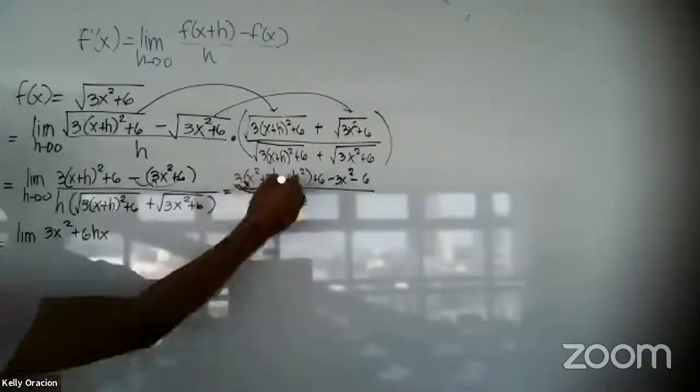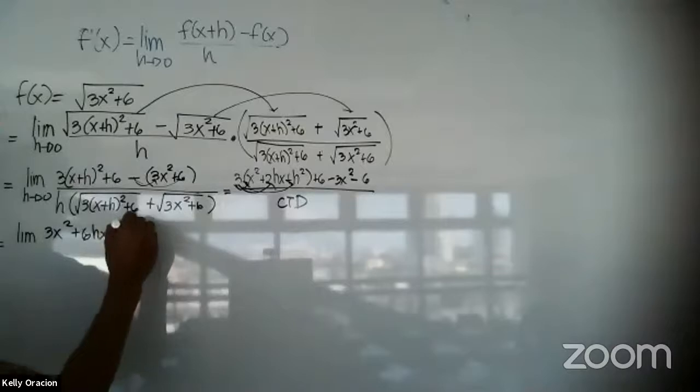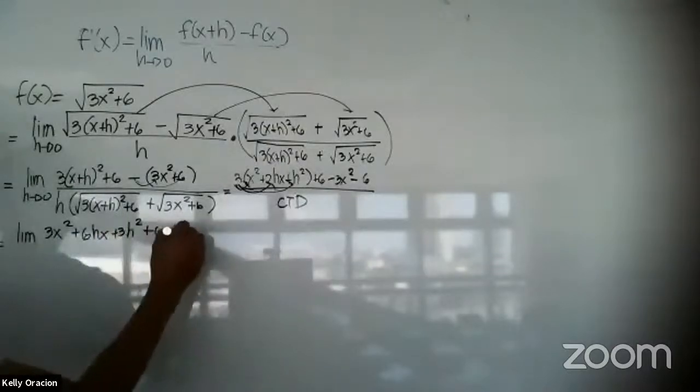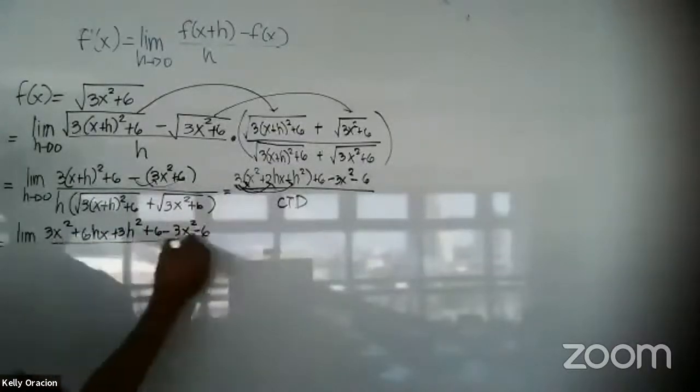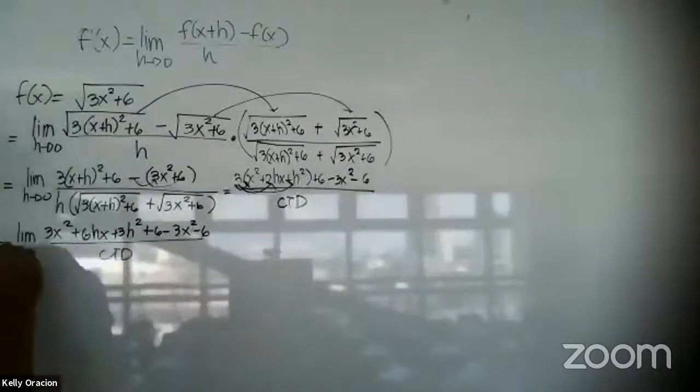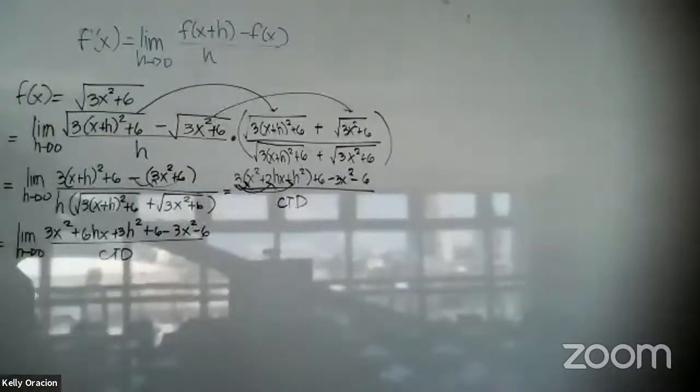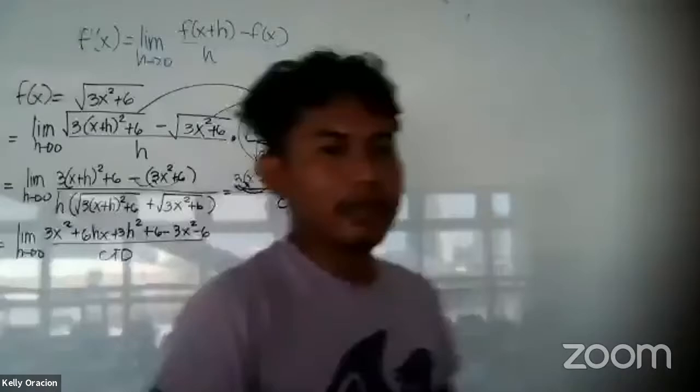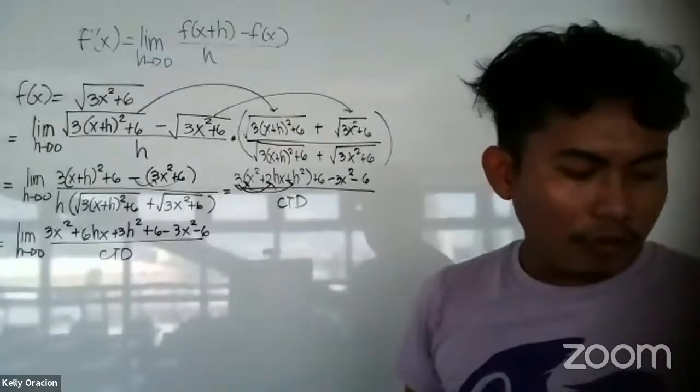6hx, 3 times h squared, that's 3h squared, plus 6 minus 3x squared minus 6 over the conjugate of the denominator as h approaches 0. Simplify ko lang.